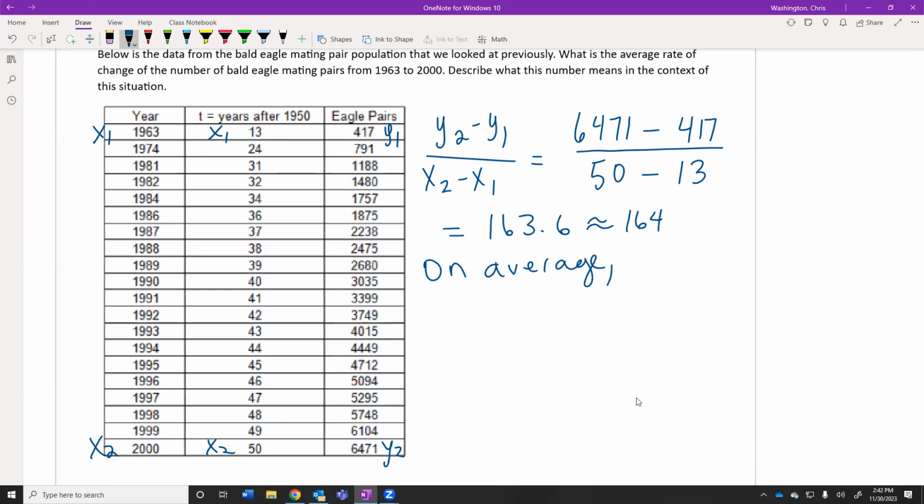So let's start here. On average. Does this end as an average? So let's specify that is an average. On average. And let's talk about the years. From 1963 to 2000. On average. From 1963 to 2000. What's happening?